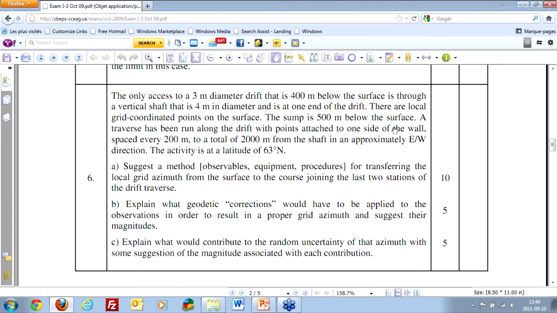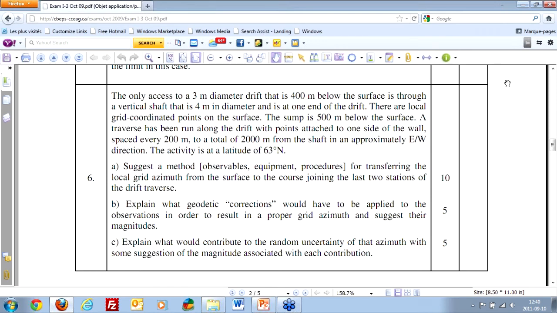If we consider the rest of it, we have a traverse of points that are every 200 meters. If they're monumented by points on the wall, then we have centering down to about 0.1 of a millimeter. If we choose a particular instrument and a certain number of sets, we can predict how well the included angle would be measured at each station, and you accumulate that over the length of the traverse.